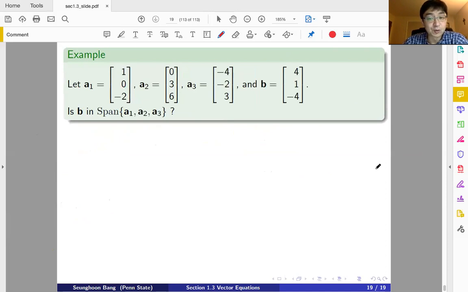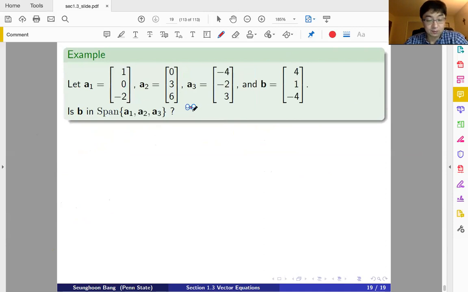A1, A2, A3, B. Is B in the span of A1, A2, A3? You can check the same way, by changing it to a linear combination or not. So, is B in the span of A1, A2, A3?